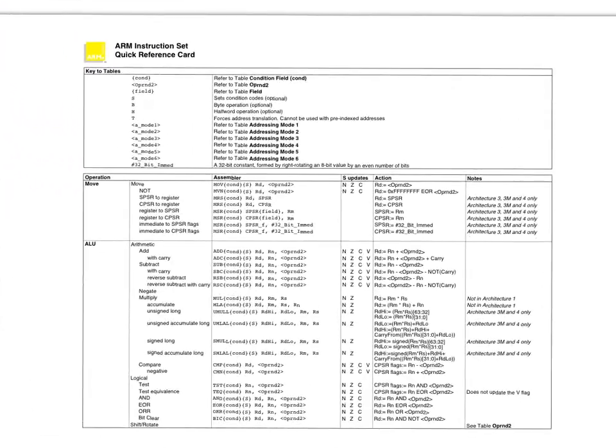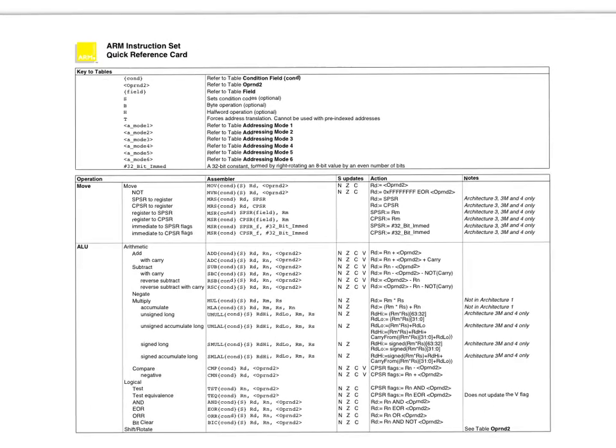This is the first page, and it's basically a summary of the ARM instruction set. In the past, I've given students a copy of this during the midterm and final. I think I'm probably going to do that again. I haven't actually written the midterm or final yet, so I'll see about that.